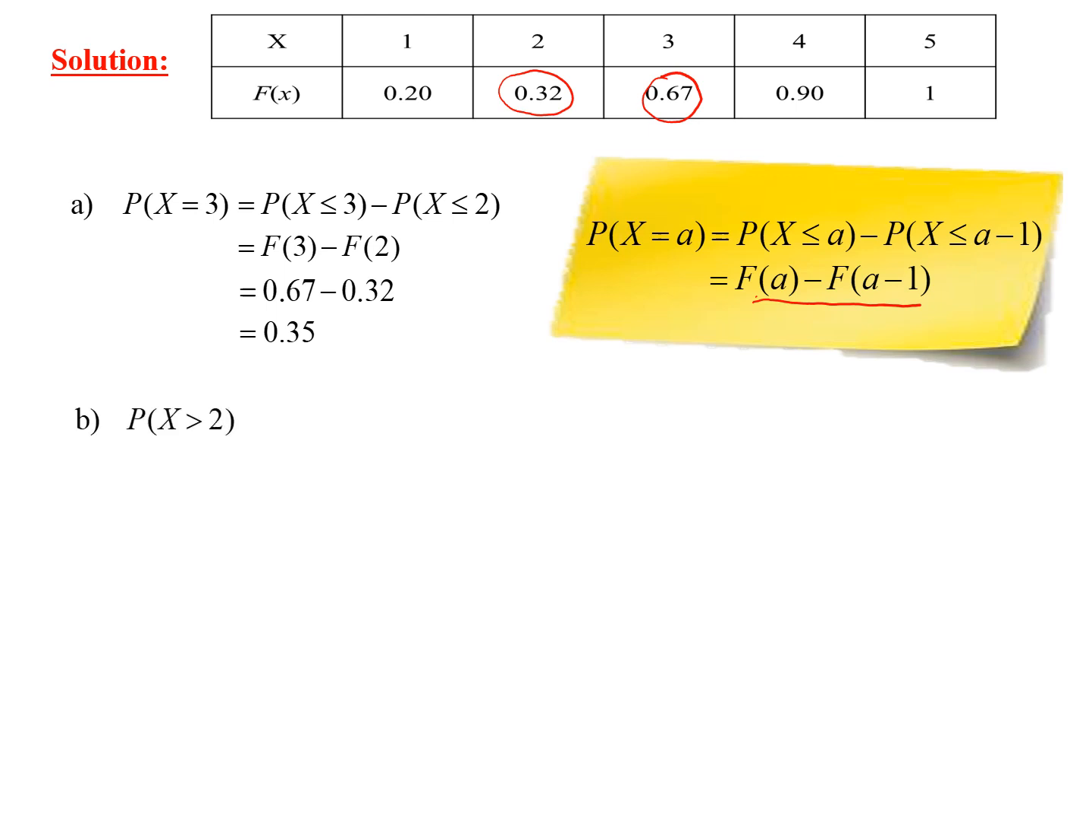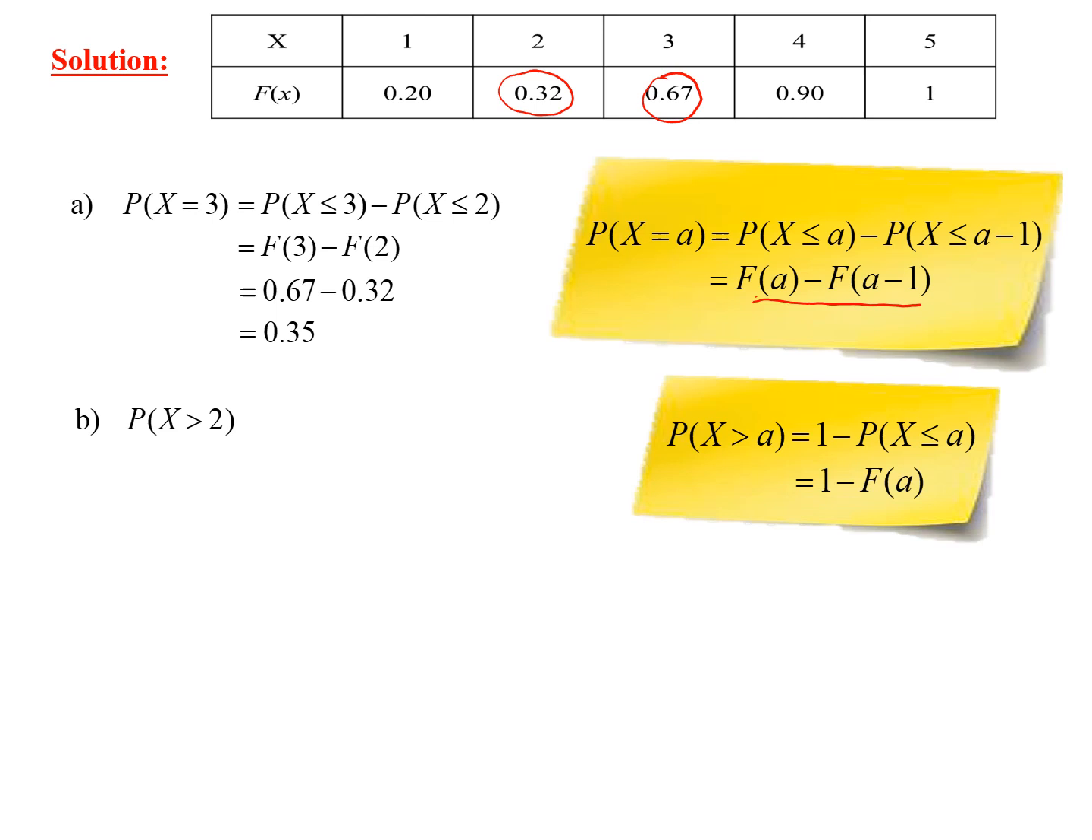For the probability X is greater than 2, from the formula that we have learned, it is 1 minus F(a) when we are going to find the probability for X is greater than a.